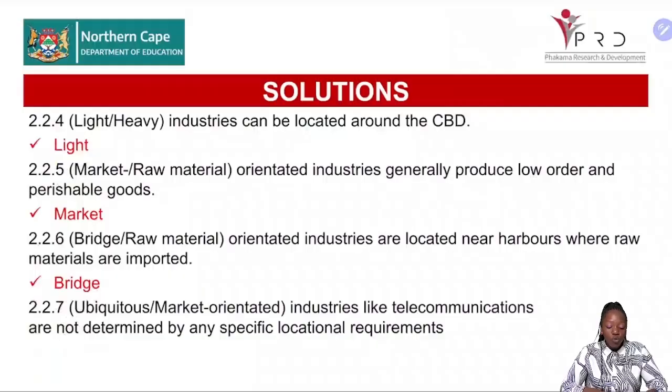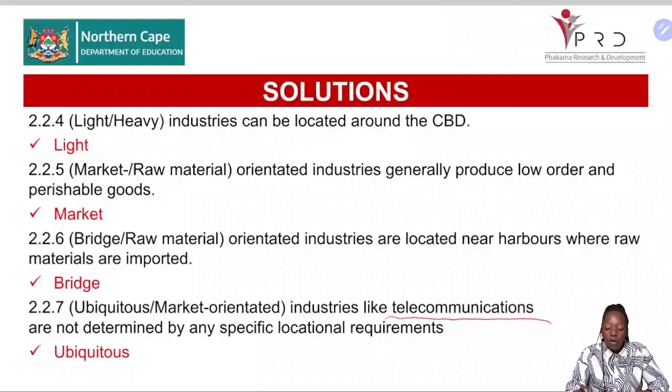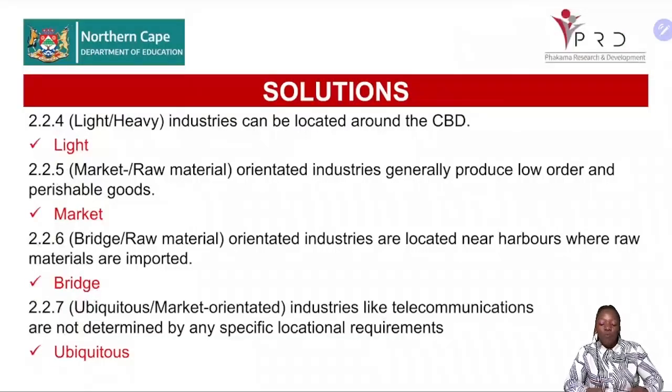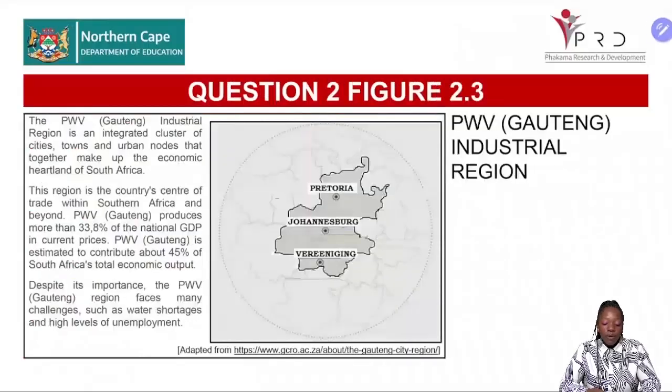Then your 2.2.7, your ubiquitous or your market-orientated industries like telecommunications are not determined by any specific locational requirements. We are talking about the ubiquitous. Remember, the ubiquitous are the industries that are dealing with the cell phone network. Then we're looking at our figure 2.3.